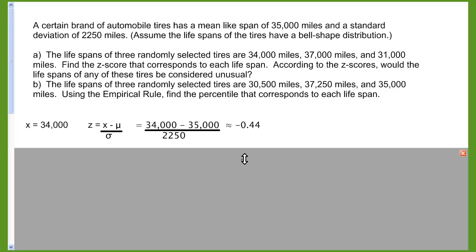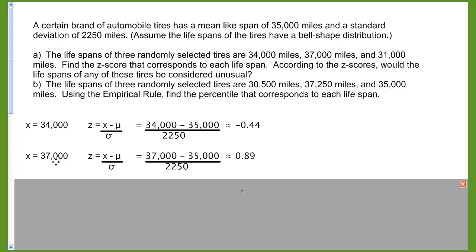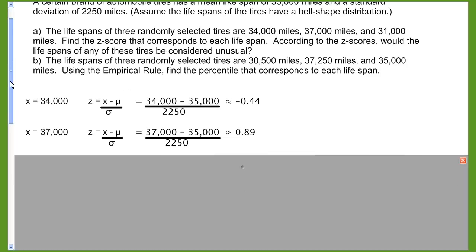So now we're going to look at the next tire. The next tire had a lifespan of 37,000, and there's your z-score formula again. So here's the lifespan of the tire minus the mean divided by the standard deviation, and the z-score is 0.89, which is also a usual z-score. So both of these tires are considered usual, so you'd want to buy one of those.